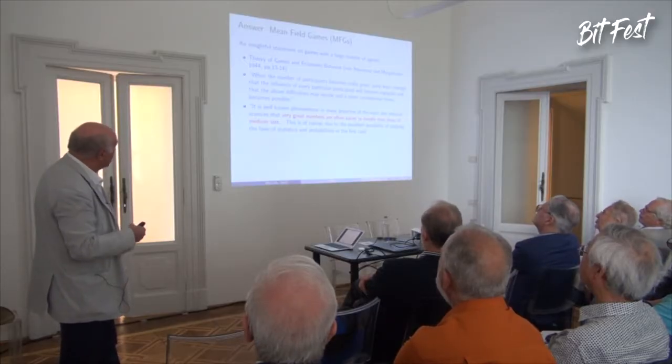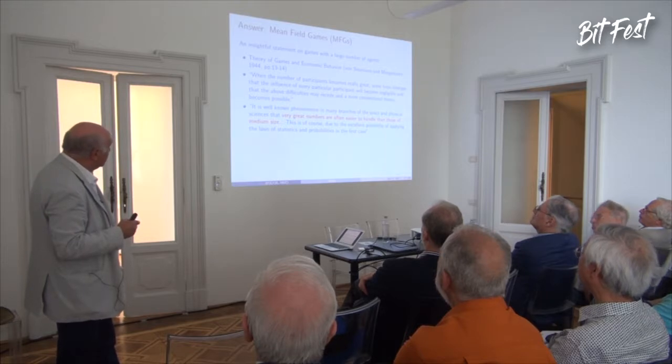So if you go back, this is the Bible of game theory by von Neumann and Morgenstern, the Theory of Games and Economic Behavior, and this is on page 13, 14. Now, they haven't done anything in the book with regard to that, but they have raised the issue. And what von Neumann and Morgenstern said is that when the number of participants becomes really great, they mean large, some hope emerges. They knew that strategic interaction with a finite number or a sizable number of players is a difficult problem in general. The influence of every particular participant will become negligible, and the above difficulties may recede and more conventional theory becomes possible.